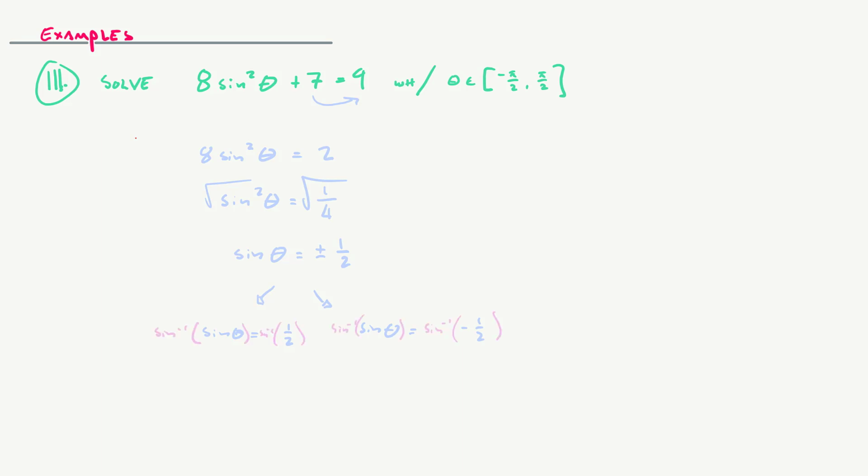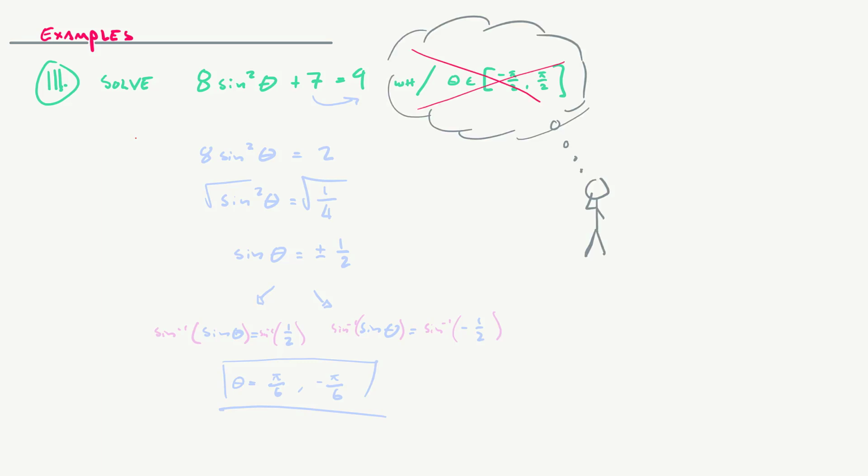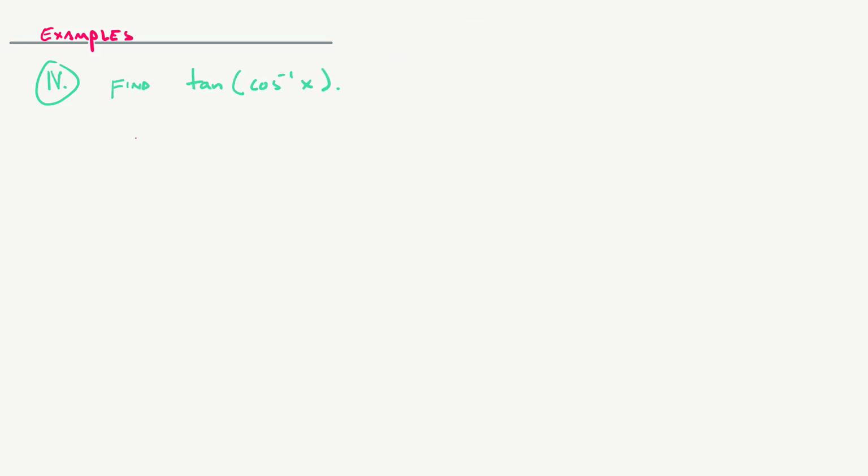Solve both of them by taking the sine inverse of both sides, and you get pi over 6 and negative pi over 6. Now you might be wondering, well, what if this part didn't exist? Well, then you just add some stuff to it, but we're going to get to that in a later video. You can also do really cool things like this. Find the tangent of cosine inverse of x. It seems kind of weird, but we can do something like this.